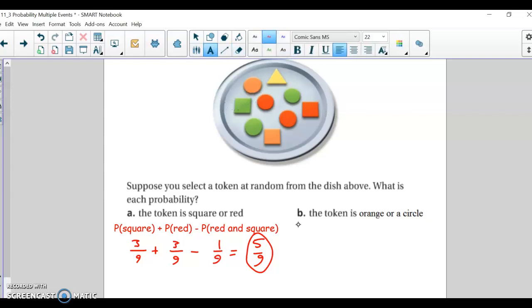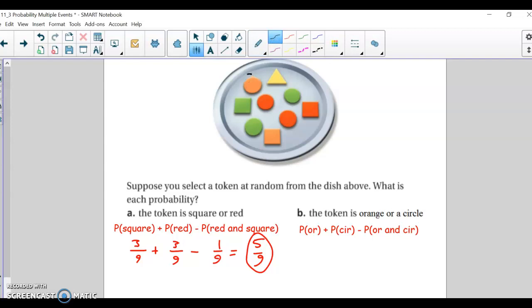So for the second part B here, using our tray of shapes, I want to do the probability that it's orange plus the probability that it's a circle minus the overlap, which would be the probability it's orange and a circle. Okay, so looking at our shapes and marking here, probability that they're orange: orange ones are just 2 out of 9 total.